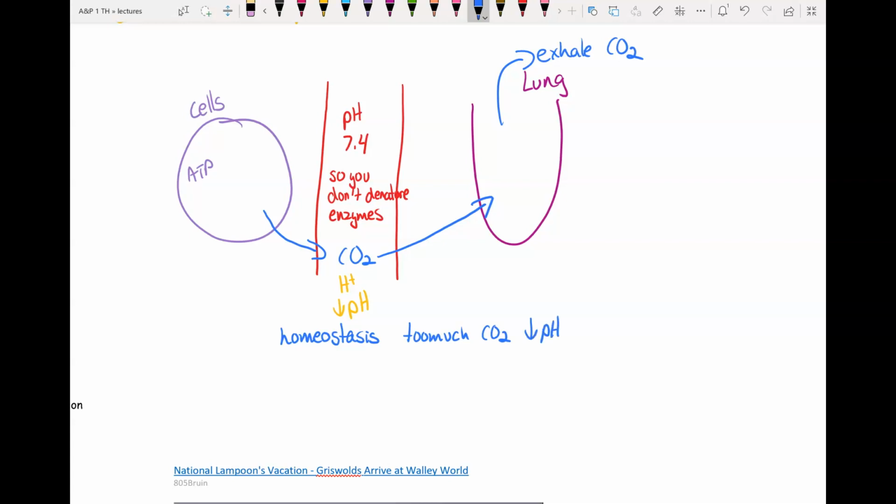That can kill you. However, if you have not enough carbon dioxide in your blood, you would have a high pH, which also could kill you. So you have to maintain just the right amount of carbon dioxide. So the amount that goes in has to equal the amount that goes out.